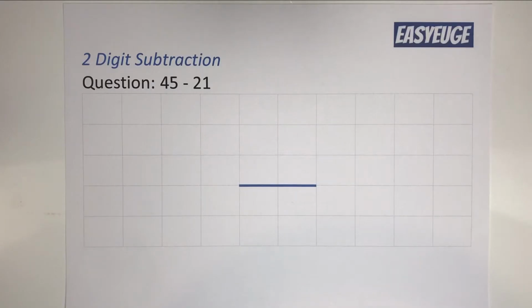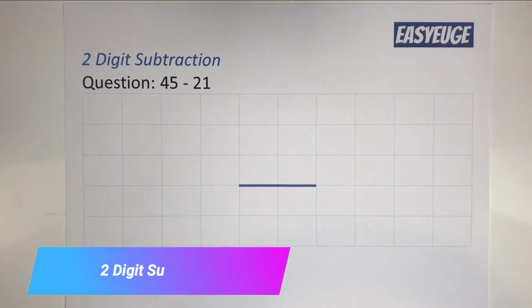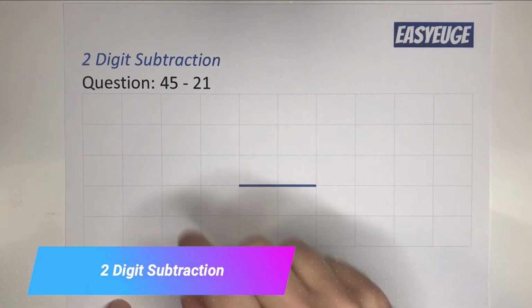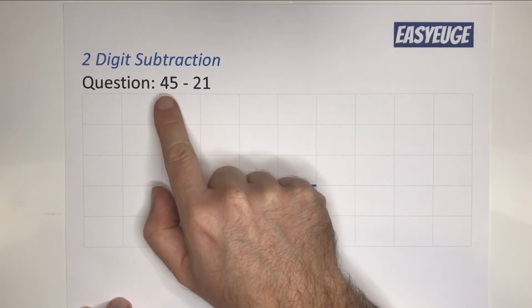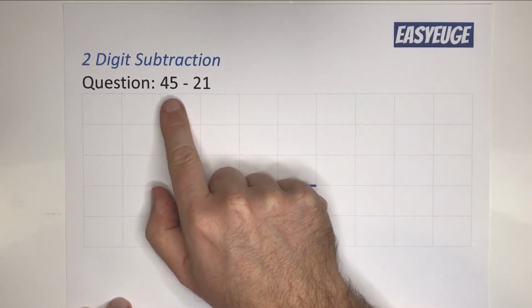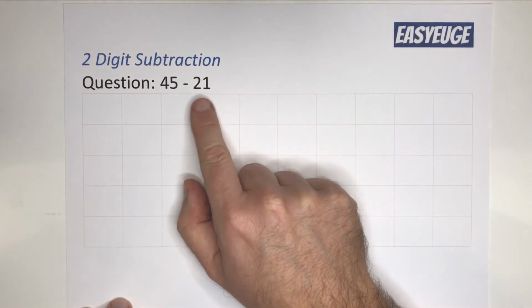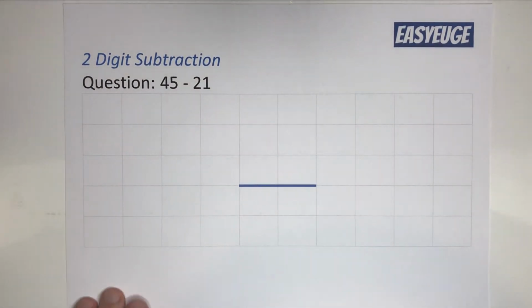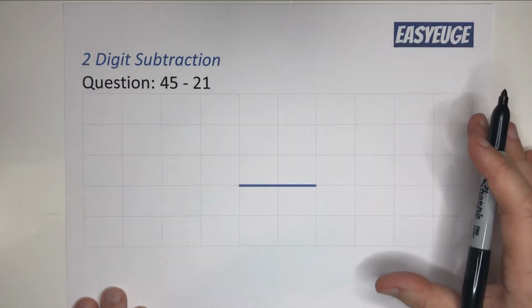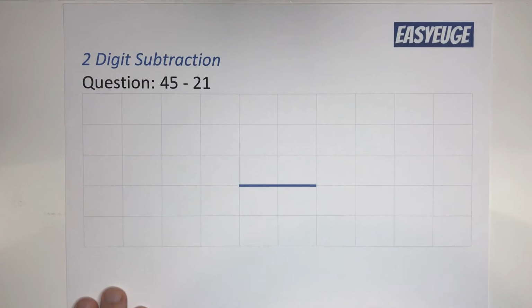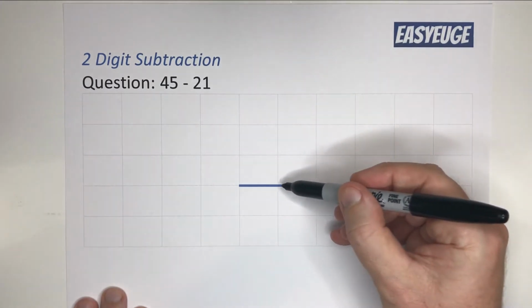The next level is to do 2-digit subtraction. Now a 2-digit number is any number that has 2 digits in it. So 45 is a 2-digit number and 21 is a 2-digit number. So this time what we're going to do is we're going to write the numbers down in our boxes. We have some boxed paper and we have an answer line.